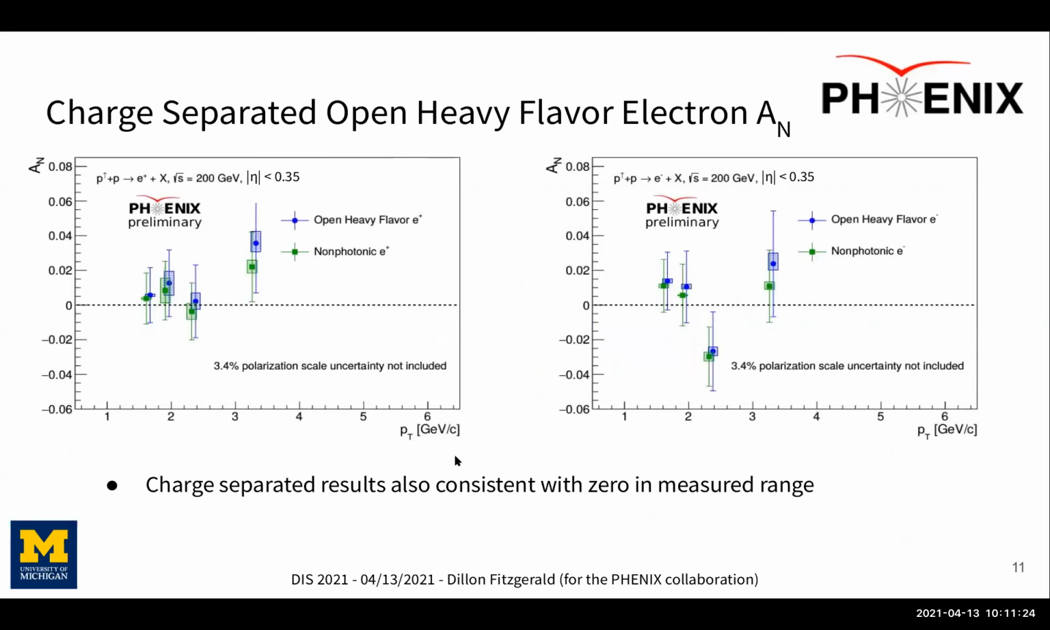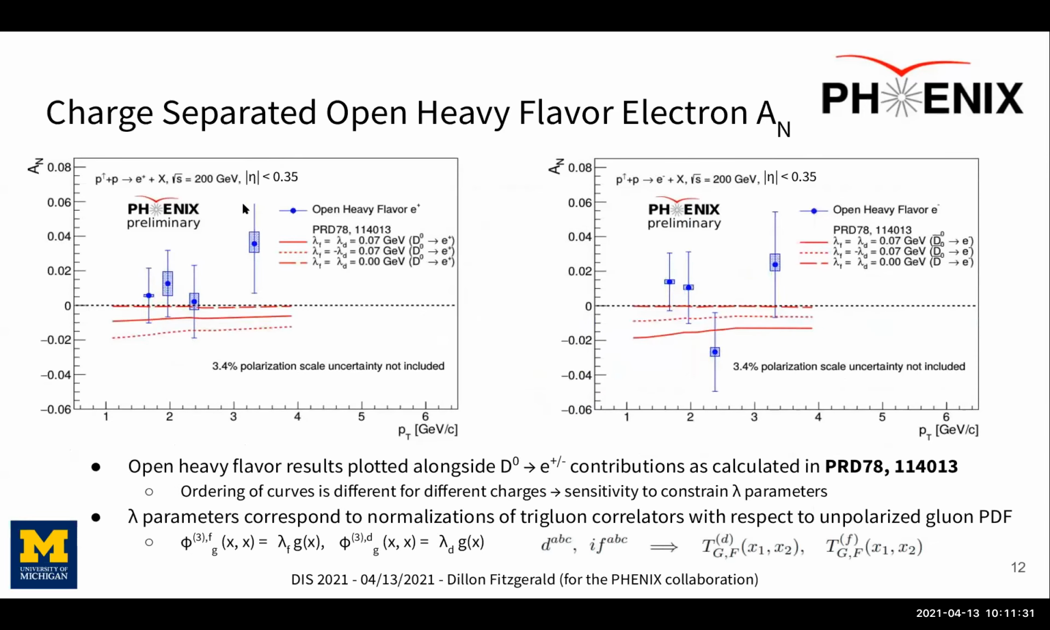But what's more interesting is actually to look at the open heavy flavor results separated by charge in comparison with theoretical predictions. These are coming from PRD 78, a paper by Kang, Qiu, Vogelsang, and Yuan, where they quantified the transverse single spin asymmetry for D zeros at 200 GeV RHIC kinematics. I've taken this parameterization and done a simulation to decay it into a decay lepton and plotted the asymmetry along with the results that we've received from data.